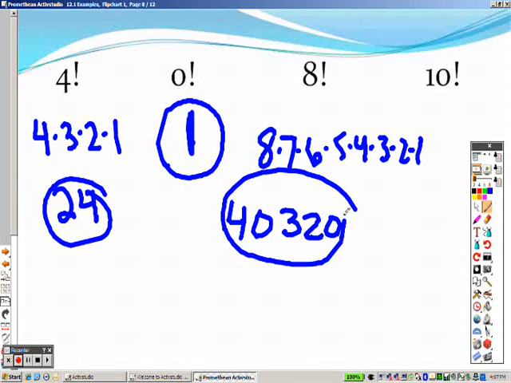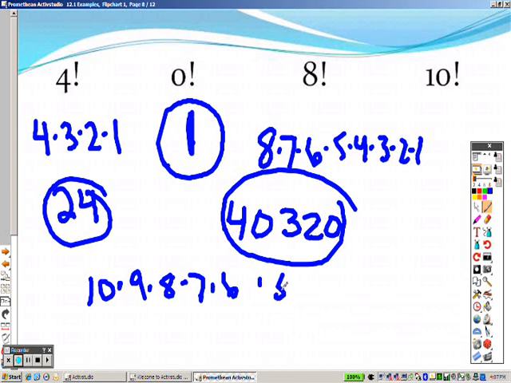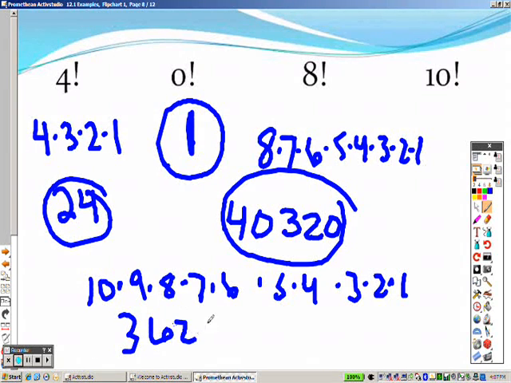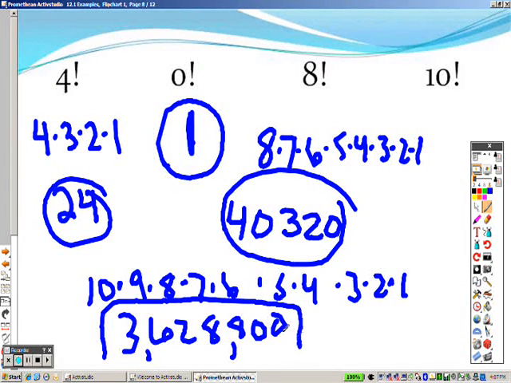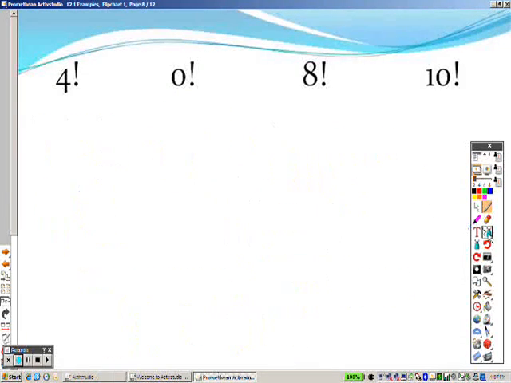And 10 factorial is 10 times 9 times 8 times 7 times 6 times 5 times 4 times 3 times 2 times 1. And we end up getting for our answer a big number here. Let's see, we get 3,628,800. So how can you type those in to get the answers in the calculator?